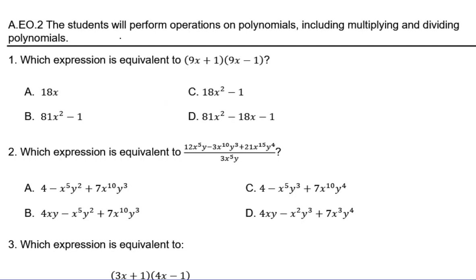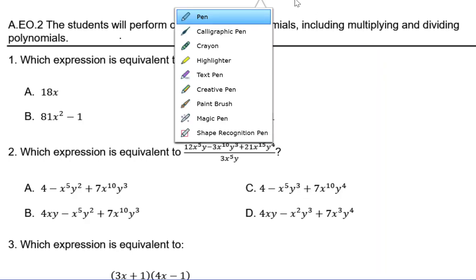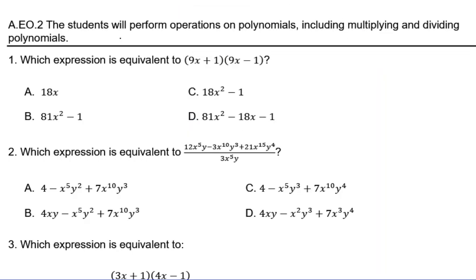All right, we will be looking at how to multiply and divide polynomials. So the first one is asking which expression is equivalent to 9x plus 1 multiplied by 9x minus 1. To multiply this, we have to do the FOIL method, which will do 9x times 9x, which is 81x squared. 9 times 9 is 81, x times x is x squared.